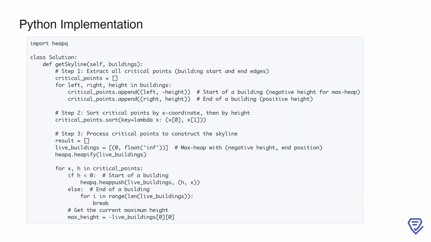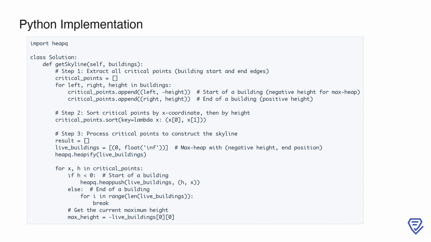To solve the skyline problem, we start by importing the heap module to utilize a heap for efficient processing. Inside the getSkyline method, the first step is to extract all the critical points from the buildings array. For each building, we identify the left and right edges and note their heights. We store these as tuples in the critical_points list, where the left edge is represented with a negative height. This negative value helps us use a max heap later on since Python's heap is a min heap by default. For the right edge, we use a positive height to indicate the building's end.